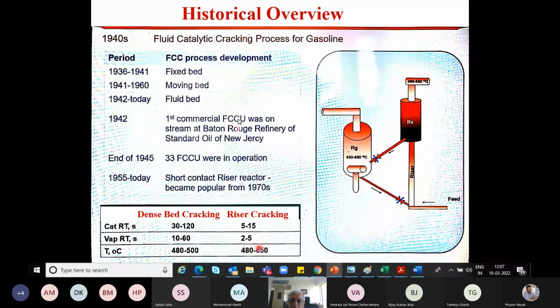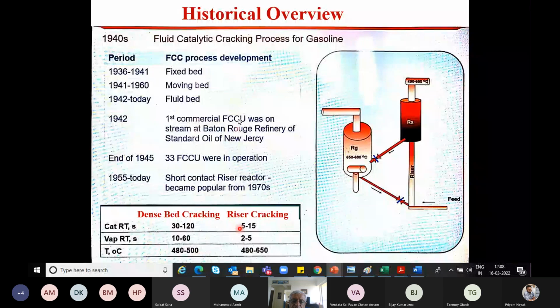And the total time spent by the vapor is only about a couple of seconds in the riser cracking, while the catalyst might spend something like 5 to 15 seconds. Because there is, of course, some back mixing, the catalyst has more residence time as it goes through the riser because of its higher density. And the temperatures can go anywhere from 480 to 650 at the top, depending upon how you operate the reactor. And we'll discuss in great depth process variables like riser temperature, etc.